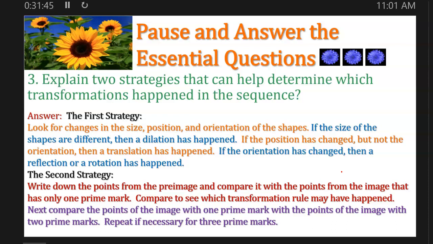The second strategy is to write down the points from the pre-image and compare it with the points from the image that has only one prime mark. Compare to see which transformation rule may have happened. Next, compare the points of the image with one prime mark with the points of the image with two prime marks, and then repeat if necessary if you have any shapes with three prime marks and so forth.